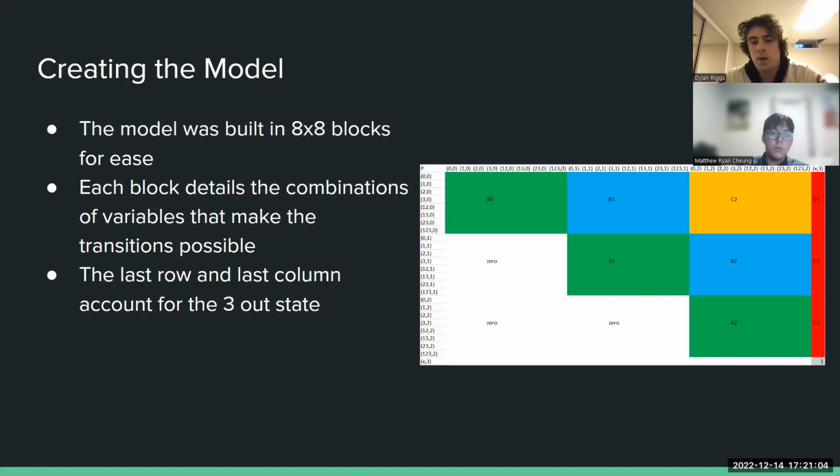And then this was a way that we could easily show how we built our model. Each block is 8 by 8. All the white blocks are probability of 0 because we can't go from those states to one another. And then the other blocks show that either you change the number of base runners that are on without changing outs, or you change the outs, or there's a double play, or the inning ends as well. And then the last row and the last column account for the 3-out state.